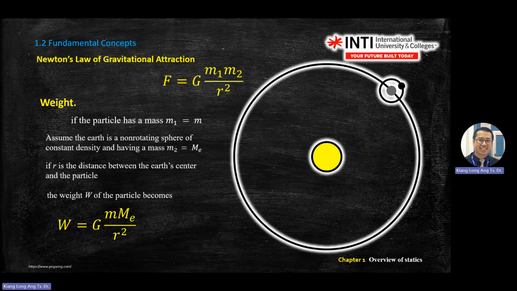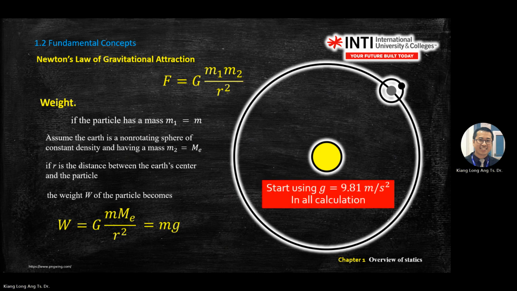R is the distance. It depends on what object you refer to. In this case, you're referring to these two bodies, so the R is here. Then there's a g. So you can write W equal to mg. The g actually is G Me divided by R squared.